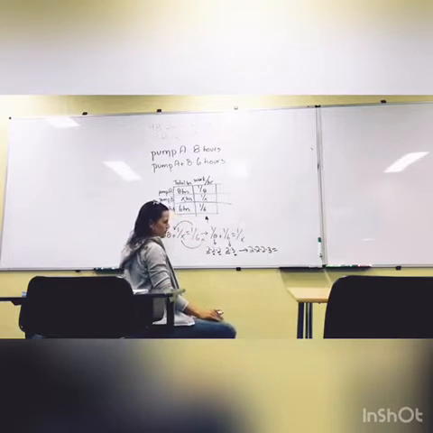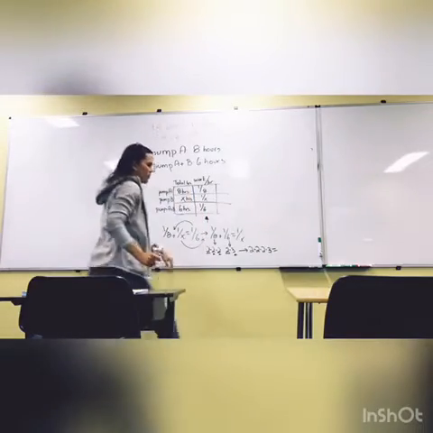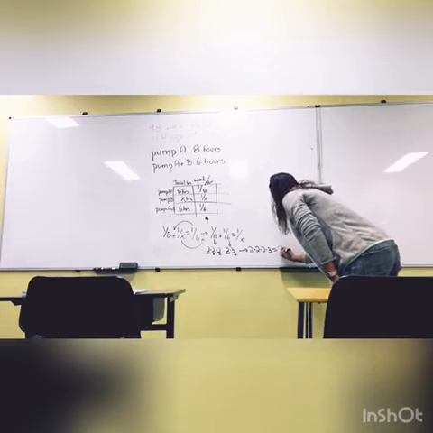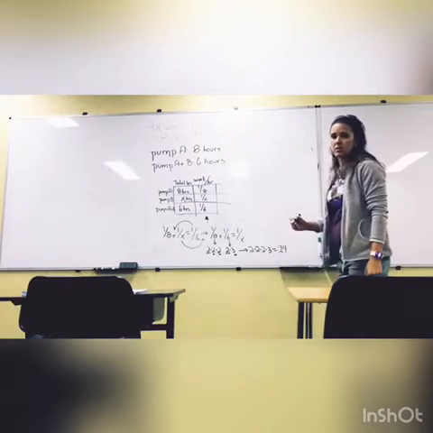What's 2 times 2? 4. Times 2? 8. Times 3? 24. So 24 is our lowest common denominator.